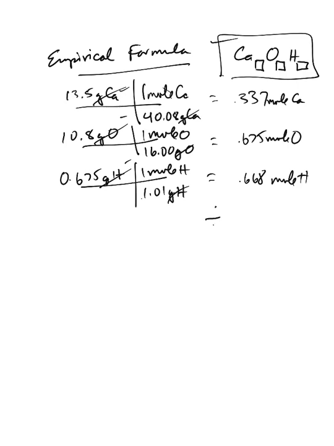So the whole key to getting the simplest whole number ratio is that you divide by the smallest number. And here, the smallest number is 0.337. So I'm going to do that for the calcium, and I get a 1, obviously.